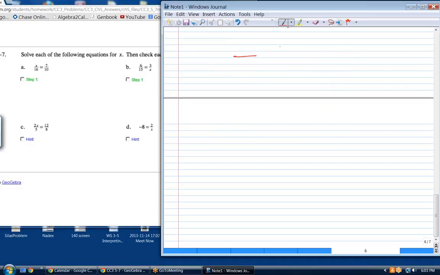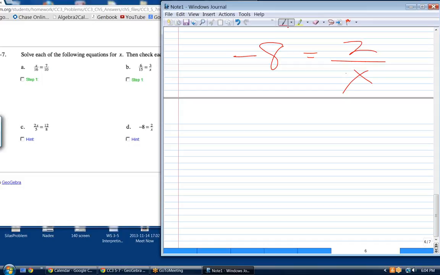Minus 8 equals 2 over x. Okay. First, do you multiply by x? Yes. In other words, if I were to write out what are the 5 steps in solving an algebraic equation, the first one would probably be get rid of all denominators. Whatever you have to do to get rid of all denominators.